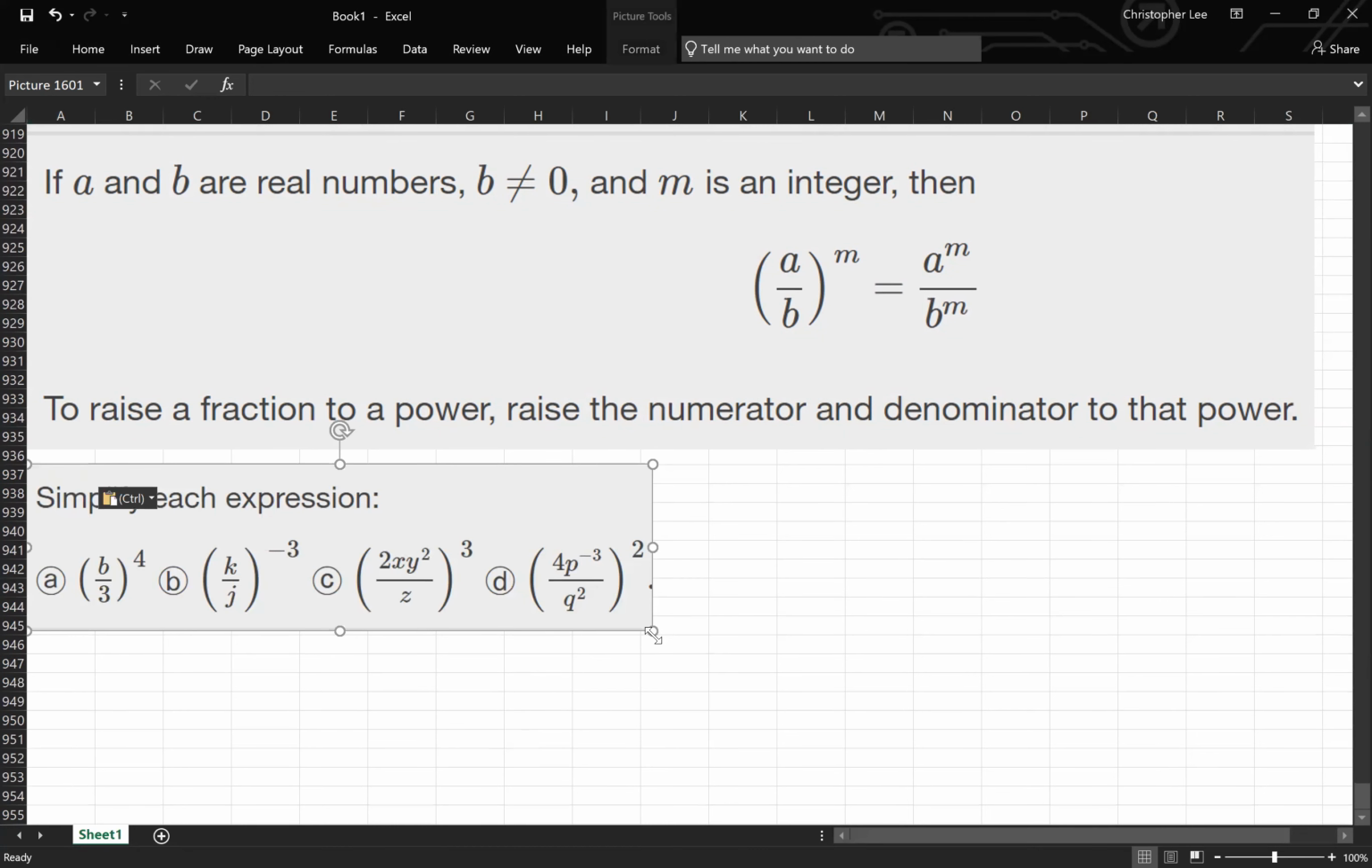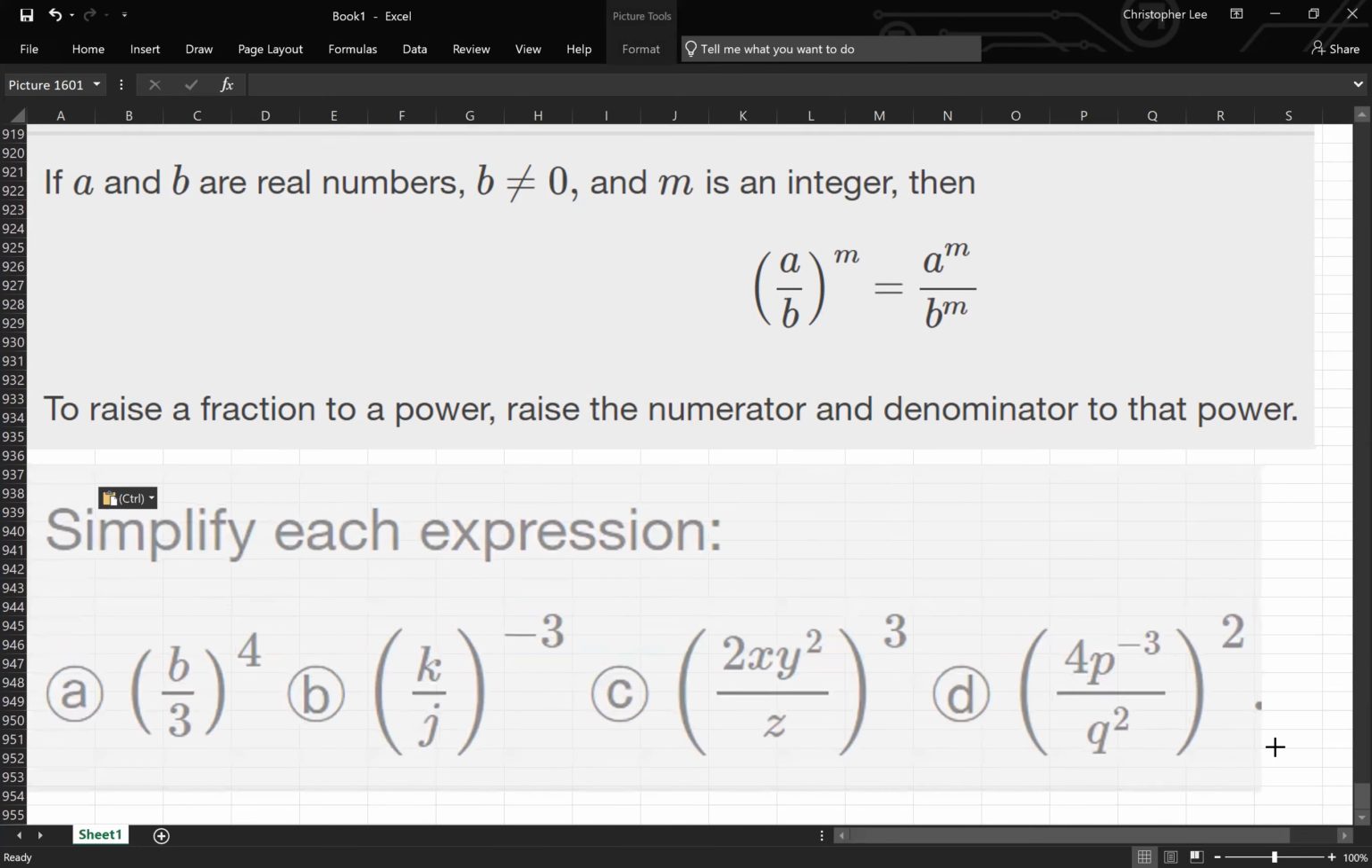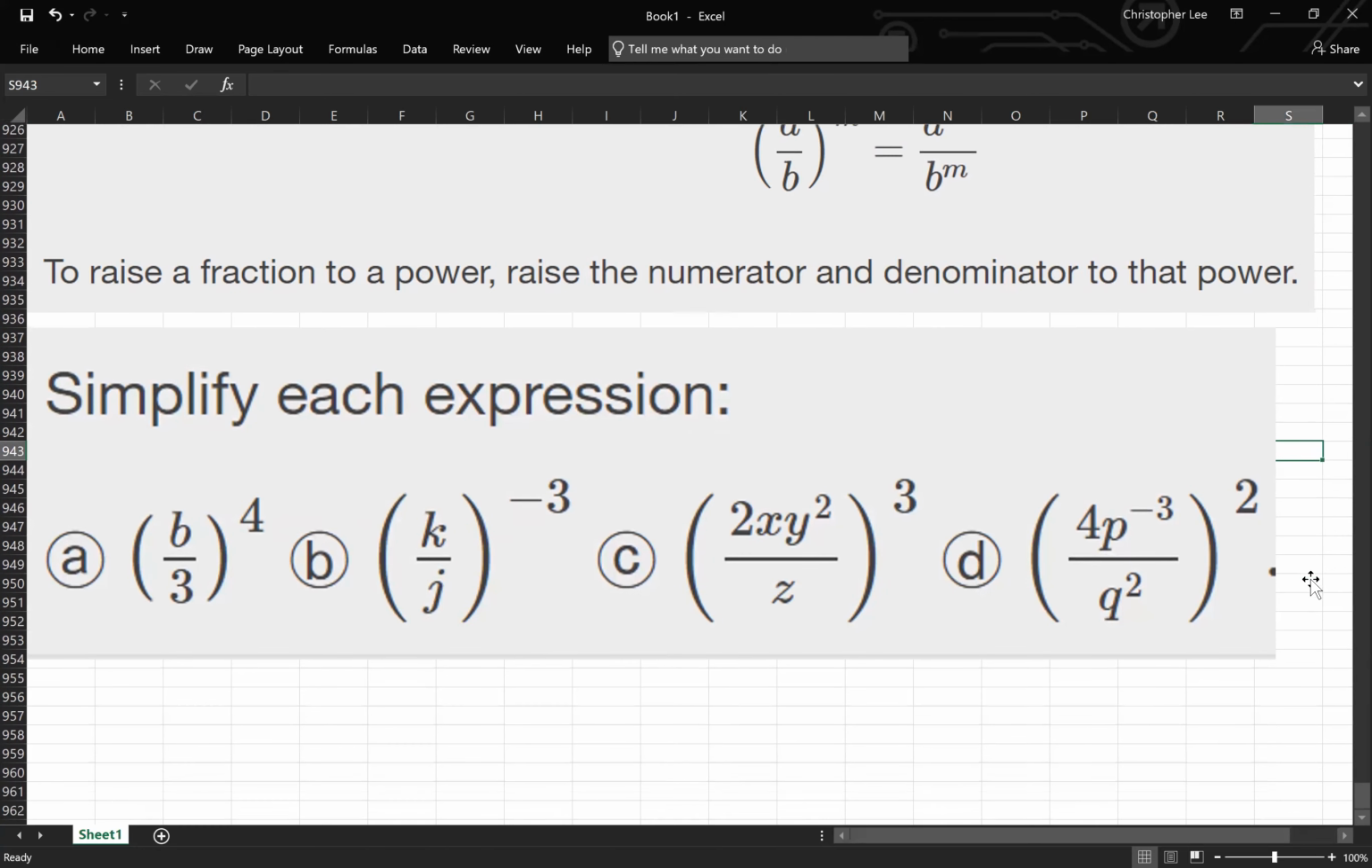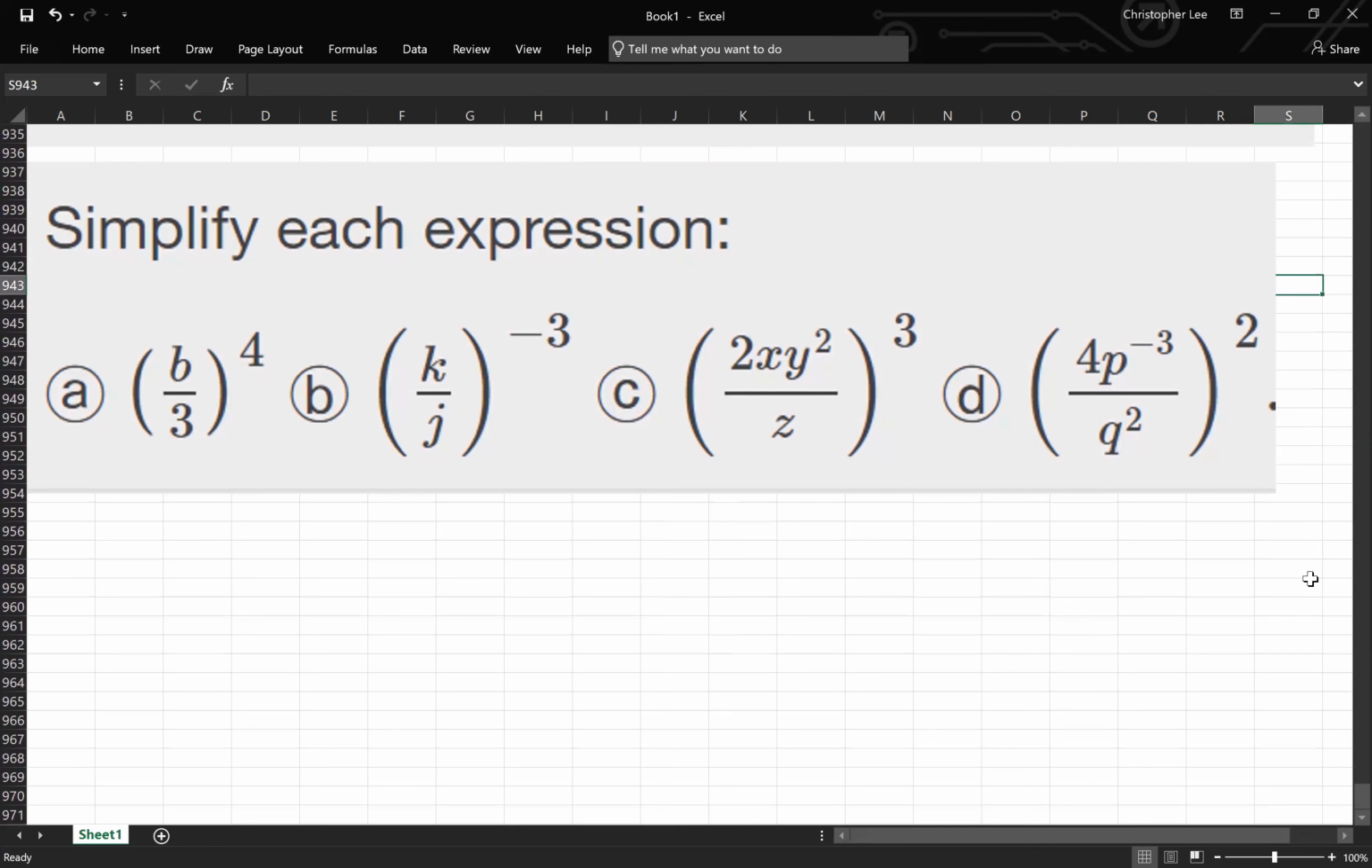Let's try it out. Remember, everybody gets the power. So I'm looking at A, and I have b over 3 to the fourth power. Everybody's going to get that fourth power. So this becomes b to the 4 over 3 to the 4. Y'all got calculators. Y'all can figure out 3 to the 4.